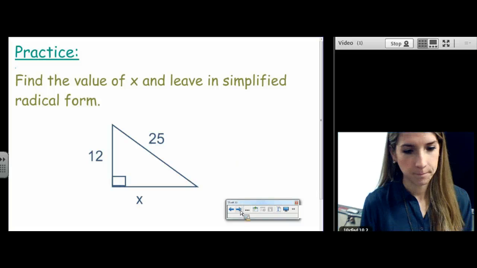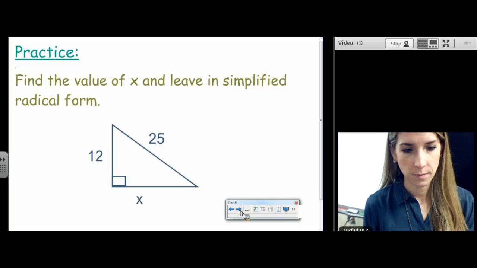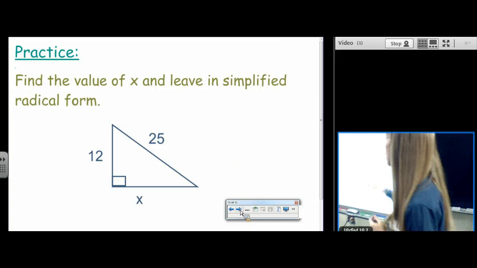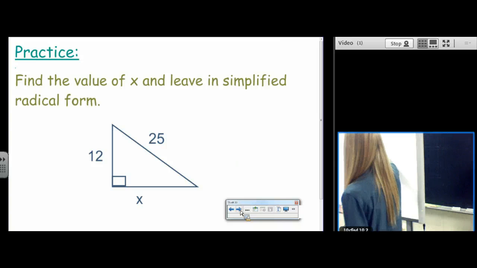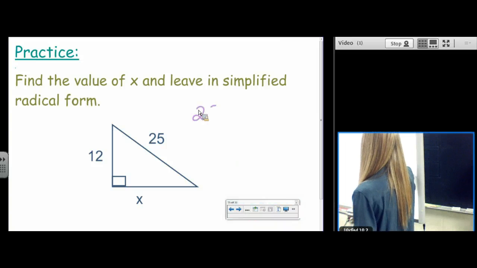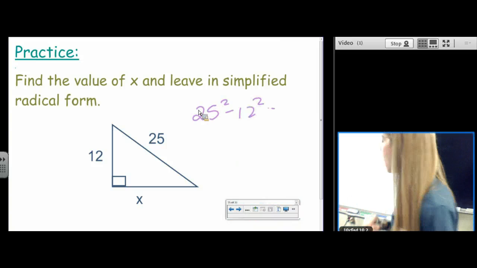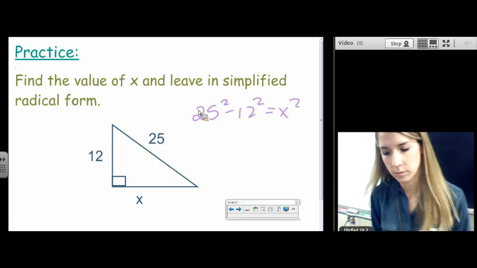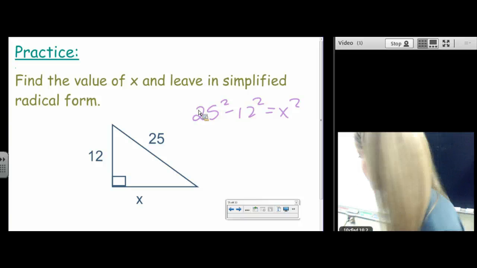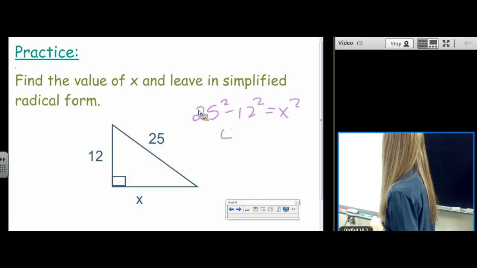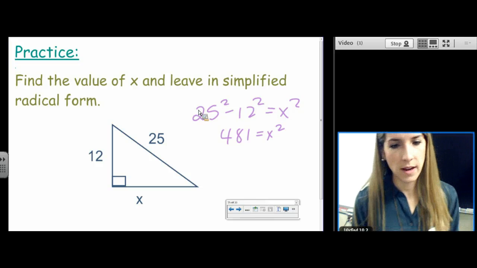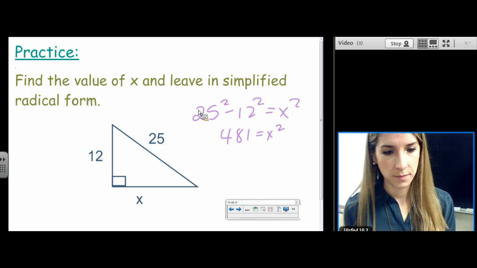Next one. We know we're looking for a leg. We're not looking for the hypotenuse. So we need our number to be smaller than the hypotenuse. So we're going to subtract 25 squared minus 12 squared. 481 equals x squared. Does 481 have any factors?